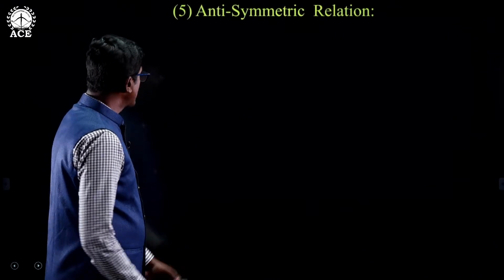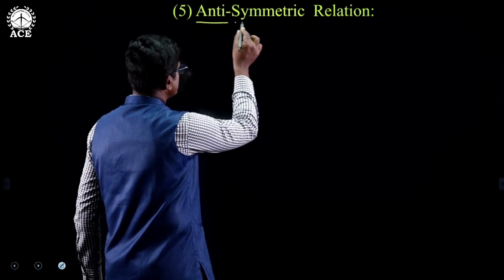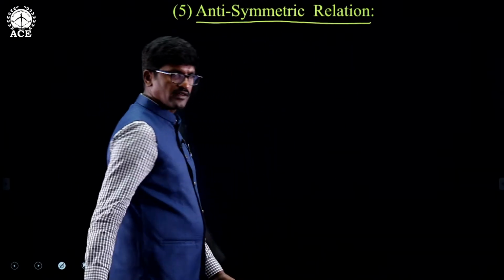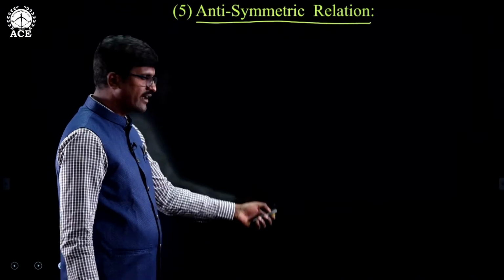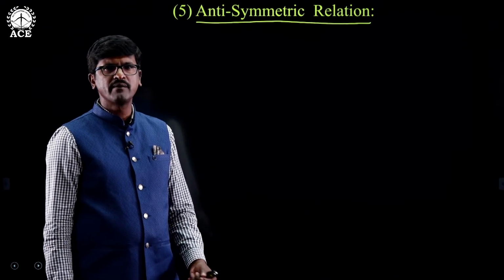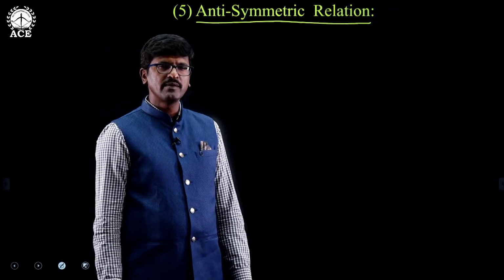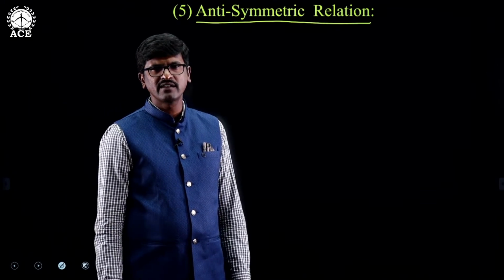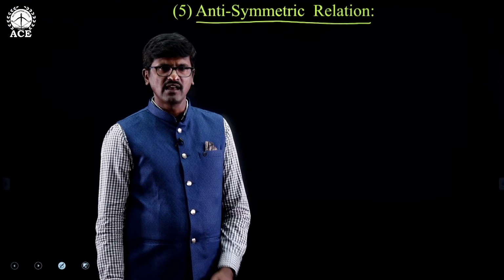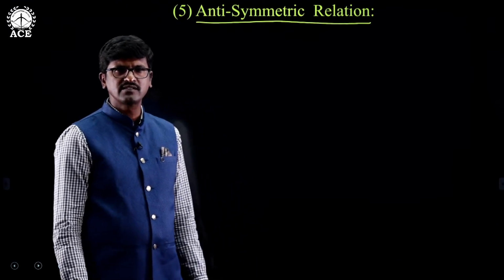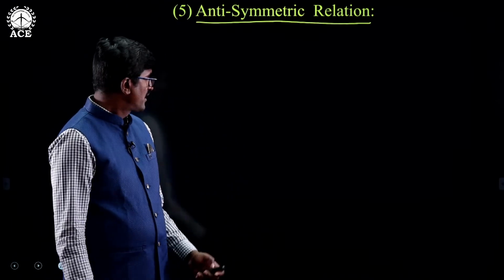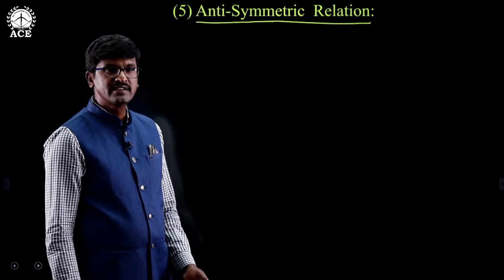Now, the next property is antisymmetric. This is the next property of the relation, antisymmetric. We have seen symmetric property and not symmetric. Symmetric means if (A,B) belongs to R, (B,A) must belong to R. Not symmetric means if (A,B) belongs to R, but (B,A) does not belong to R. That is not symmetric. Not symmetric relation is also called asymmetric relation. The next one is antisymmetric relation.